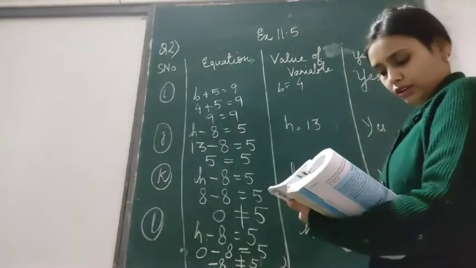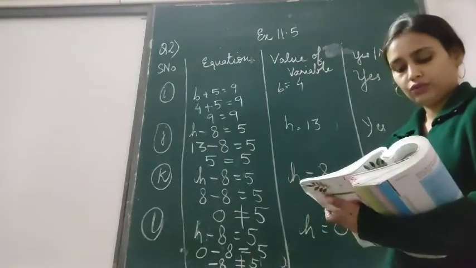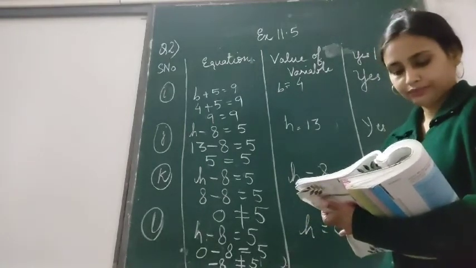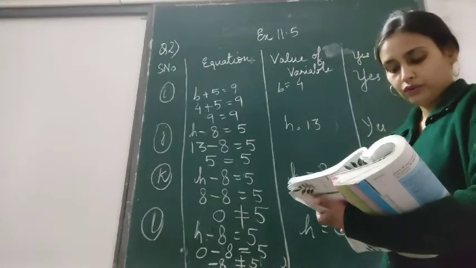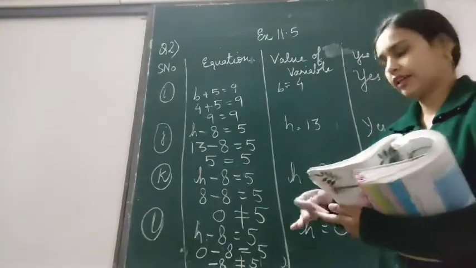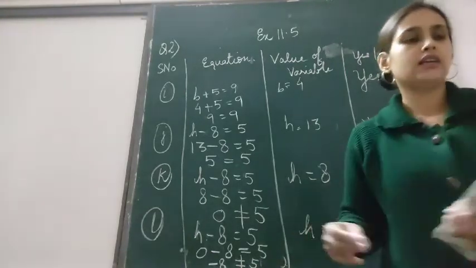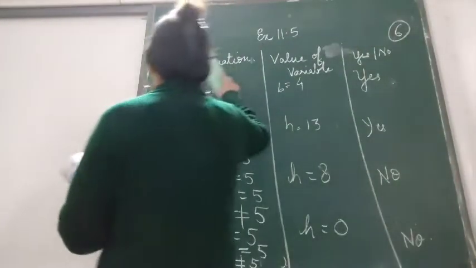After this, M, N, O, P and Q, children, you will do as homework. Okay? Or M and O you do as homework. P and Q I'll do for you because of the negative sign, so you may get confused while writing. So let's start P and Q.